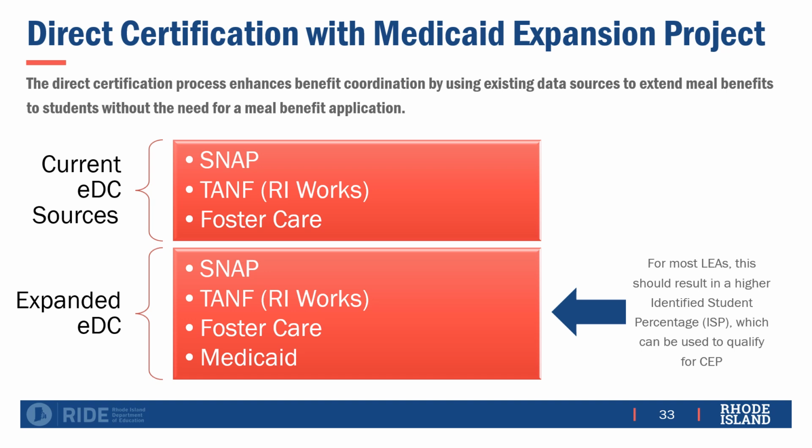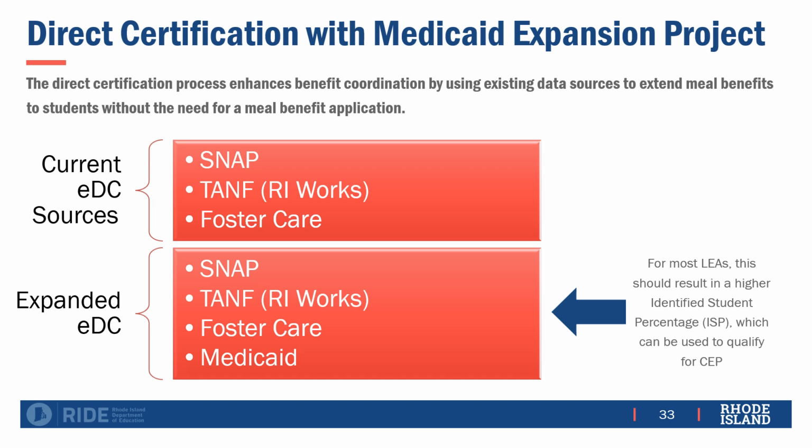Beginning school year 24-25, RIDE has received approval to partner with the Rhode Island Department of Human Services, as well as the Executive Office of Health and Human Services, to include Medicaid data as a part of our direct certification process. Using additional data to directly confer free or reduced price meal benefits should increase the number of children that are automatically qualified for meal benefits through the direct certification, which will increase an LEA's Identified Student Percentage, or ISP.